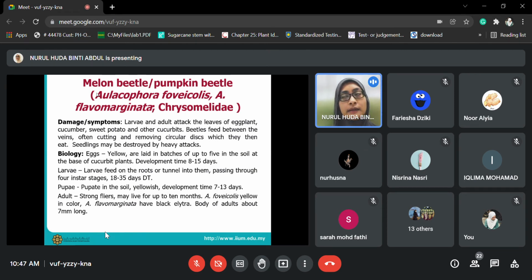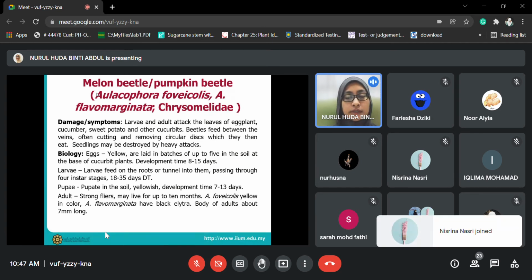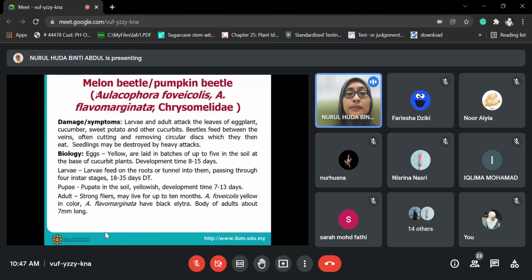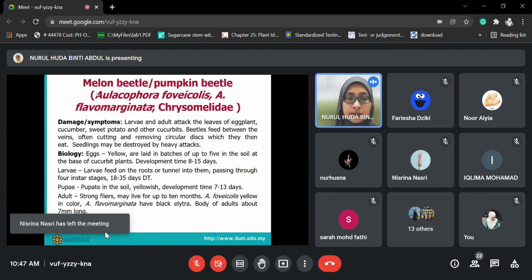You can differentiate based on the color, but this insect is actually specialized on cucurbit. So any type of Cucurbitaceae, sama ada kamu tanam melon, timun, rock melon, apa lagi, labu, mungkin squash, or other type of cucurbits. So it will become the host, suitable host for this beetle.